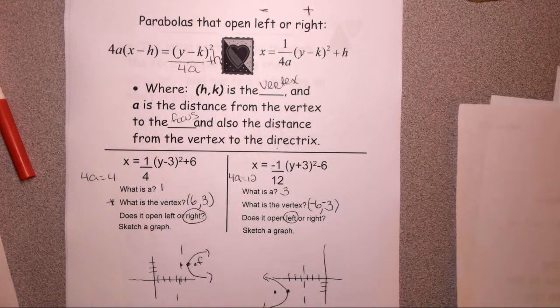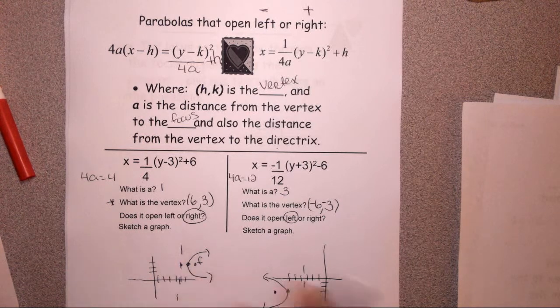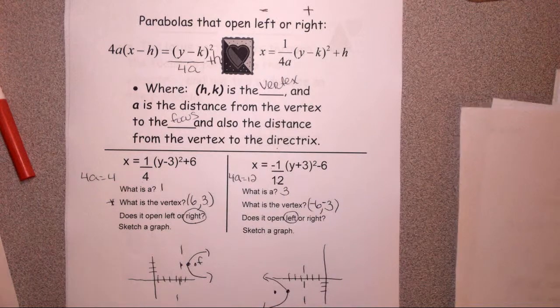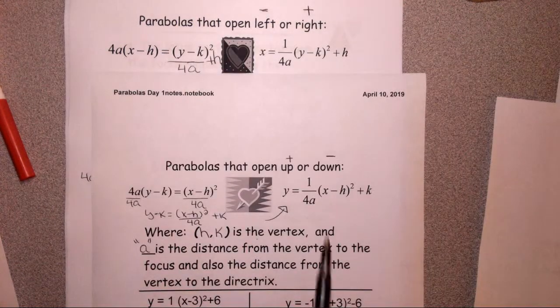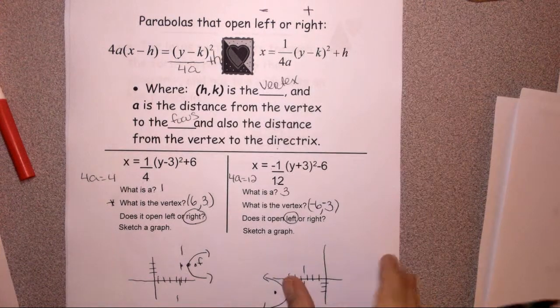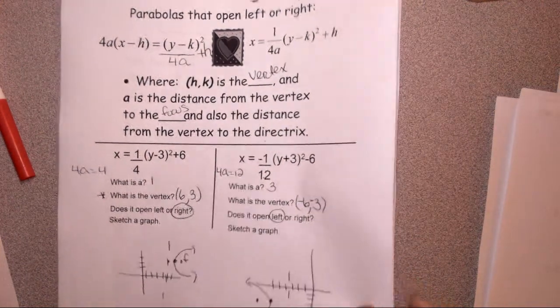For all the scenarios, the denominator is always 4a, and a will give you the distance from the vertex to the directrix and from the vertex to the focus.